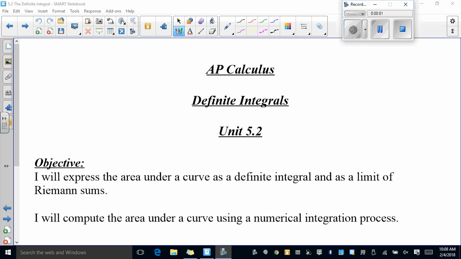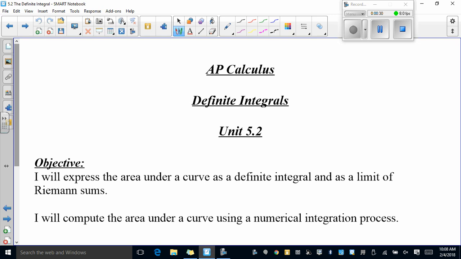But today you're going to express the area under a curve as a definite integral and as a limit of Riemann sums. And then you'll compute the area under a curve using a numerical integration process. I do want you to know that right now we're not going to go into antiderivatives yet. So we're using what you already know about derivatives to do the antiderivatives, or integrals.